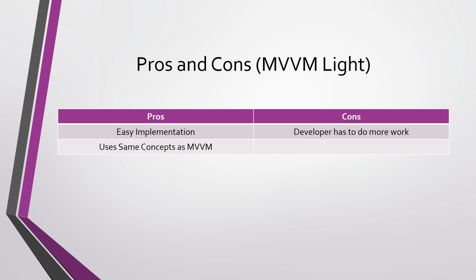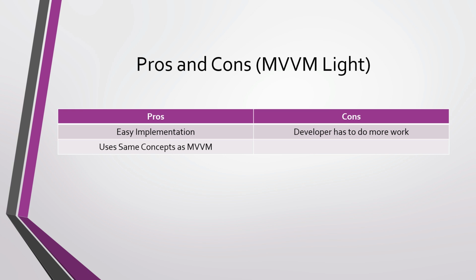So what are the pros and cons of MVVM Lite? It's easy to implement. You can put it easily in your project. You don't have to do lots of steps to do it, and it uses the same concepts as the MVVM architecture itself. You don't need to know anything more. It just uses the same concepts.